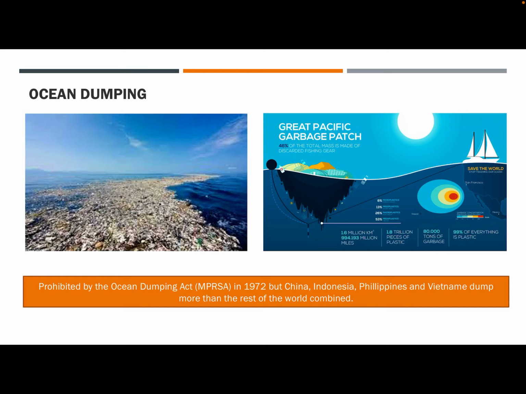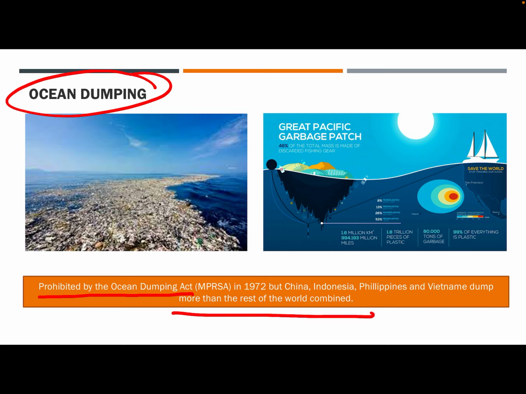Another way that some countries deal with their garbage is through ocean dumping. So you just dump that right into the ocean and it gets taken away and it's no longer your problem. This was prohibited by the Ocean Dumping Act in 1972, but China, Indonesia, the Philippines and Vietnam still dump a lot of trash, more than the rest of the world combined.